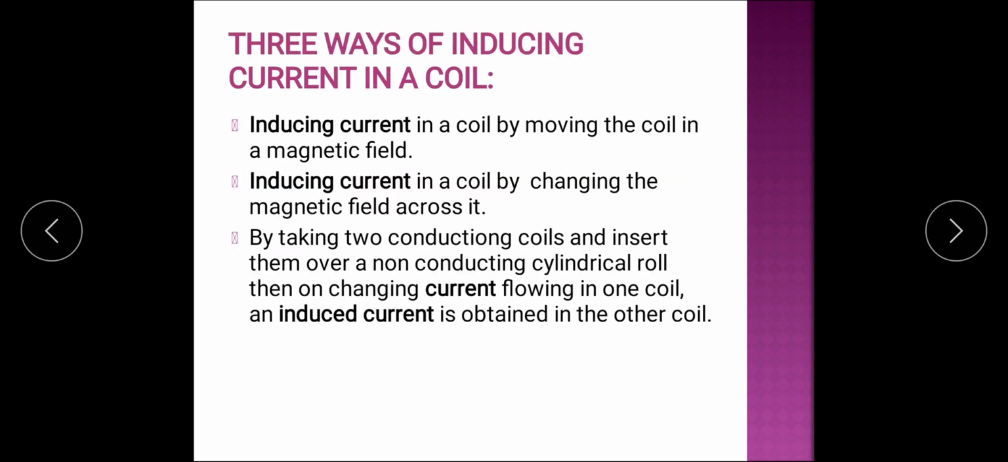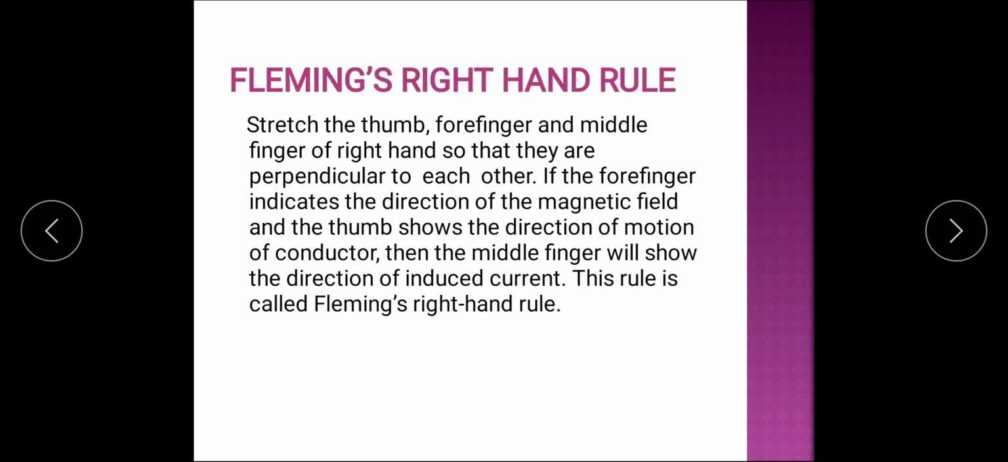So far we have studied three methods. One, current can be induced in a coil by moving the coil in a magnetic field. Second, by changing the magnetic field across it. And third, by taking two coils and inserting them on a non-conducting roll, and by changing current in one coil, I can induce current in the second. So these are the three ways by which I can induce current in a coil, and this phenomenon is called electromagnetic induction.